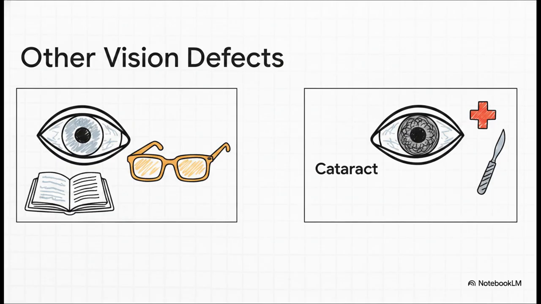Then there's cataracts. This is where the crystalline lens actually becomes cloudy or completely opaque, causing partial or even complete vision loss. Now this one can't be fixed with a quick pair of glasses. It actually requires surgery to replace that clouded lens entirely.